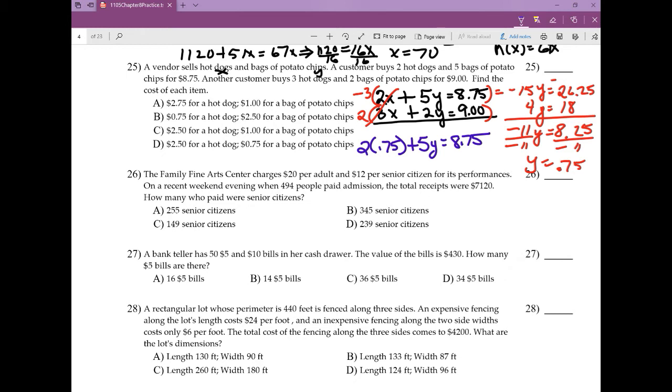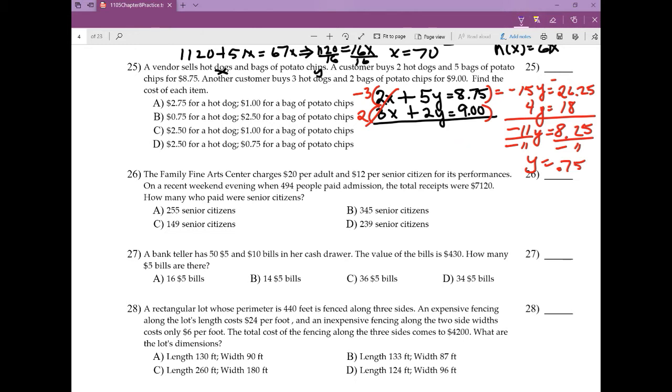Let's see what's going on here. So 5 times... Oh, I'm so sorry. I just realized what I did. I switched these. So the y is the 0.75. So this, let me rewrite this entirely over, my mistake.